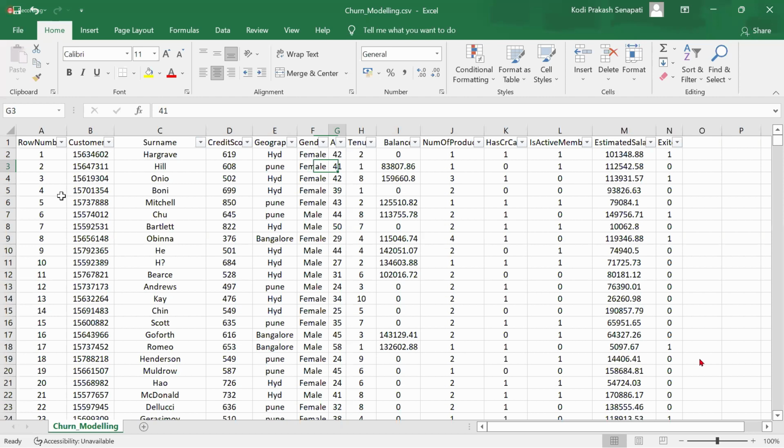What is the bank balance? Zero. What is the number of products you have? One means business loan, house loan, mortgage loan, car loan, two-wheeler loan, all these things, one product. Does the customer have a credit card? One means yes, zero means no. Is the customer active in the bank? Yes. What is the salary of the customer? 1 lakh. The customer exited, meaning already exited, this is the personal detail, and yes, this customer exited from my bank. Did you understand?